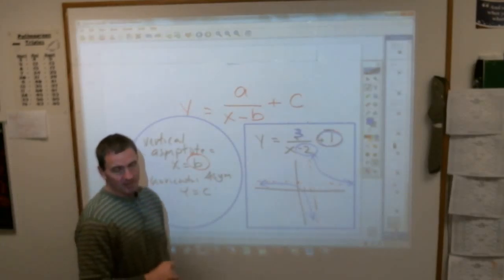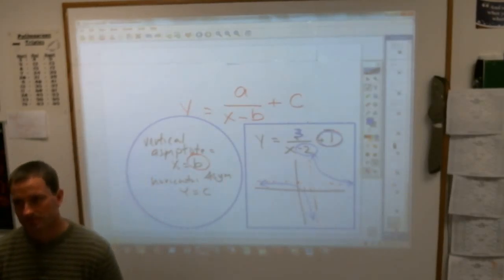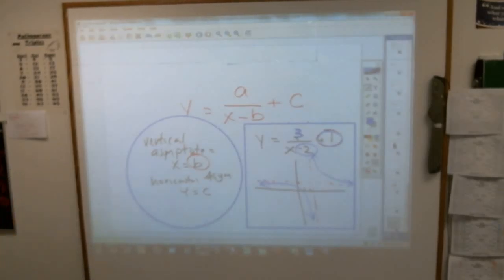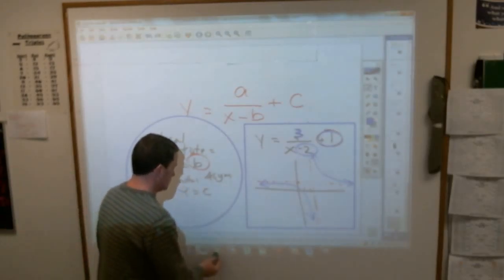But first I believe we need to take some pictures. What's an asymptote? Well, it's a boundary line that the graph will come close to but never cross. That's a good question.